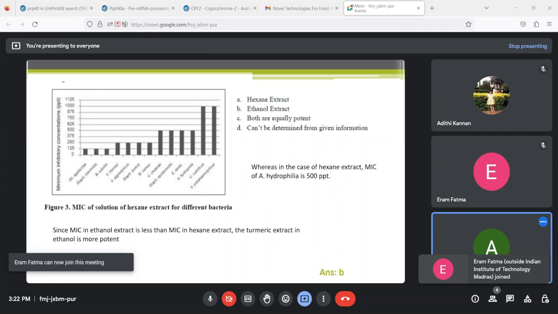So hope this is clear. The concept of MIC: when you use it on microorganisms it means something slightly different, and the MIC when you use it to describe a drug is slightly different. But the entire concept is the same. The logic is that the minimum amount of dose required to prevent the visible growth of microorganisms is the MIC. So based on what is asked, you can apply the logic of MIC and figure out which drug is more potent or which microorganism is more sensitive.